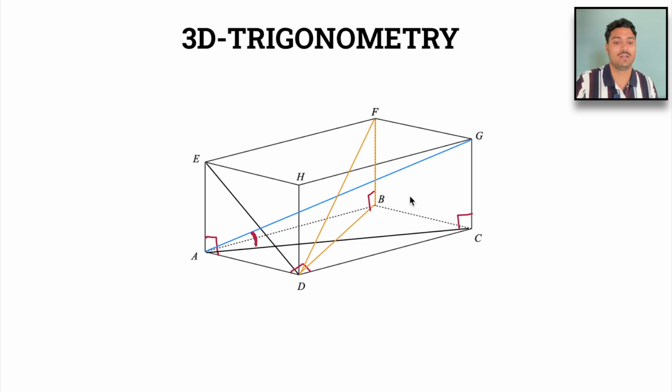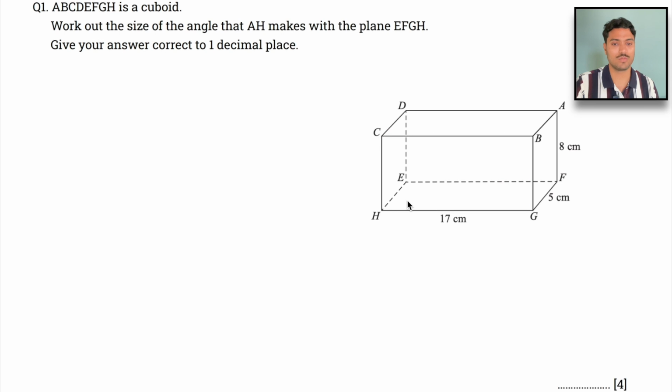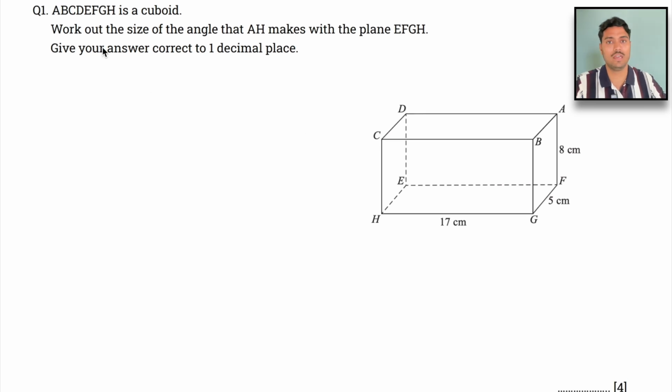Let's practice a few questions to understand this better. Starting with question number 1, it says A, B, C, D, E, F, G, H is a cuboid. Work out the size of the angle that AH makes with the plane EFGH. First, let's check where AH is.